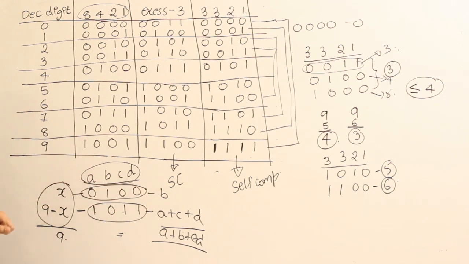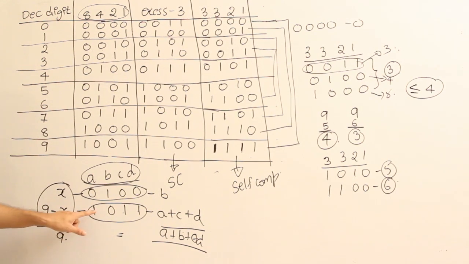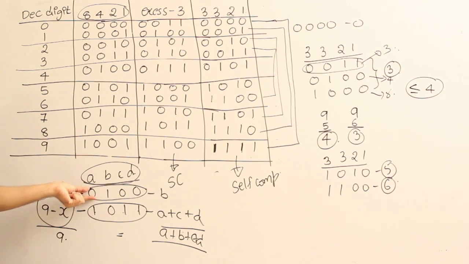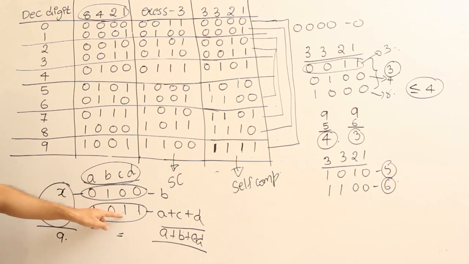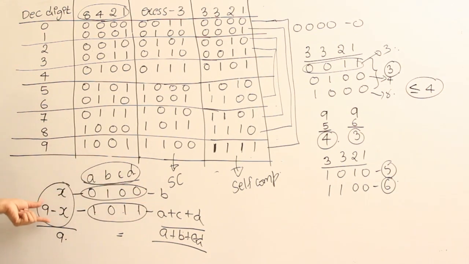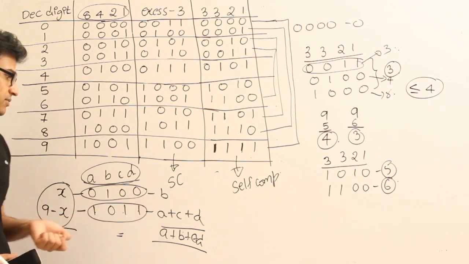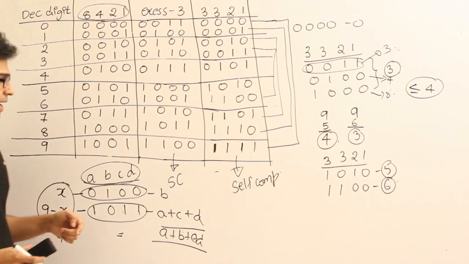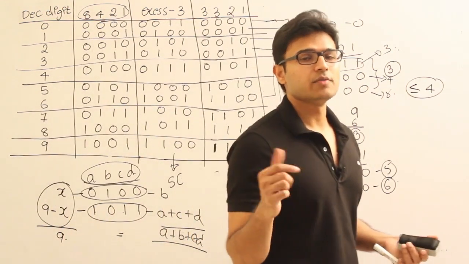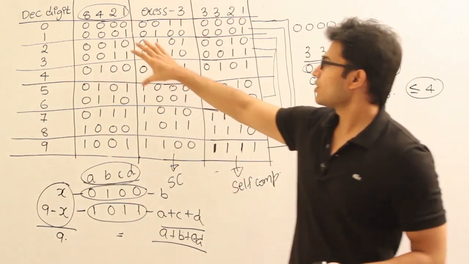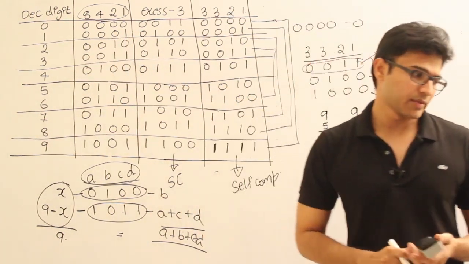Now what about the 9's complement of that? 9 minus x. If this has to be a self-complementing code, then the 1's complement of this pattern, 1 0 1 1, has to represent the 9's complement of x, which means 9 minus x. This number could be A plus C plus D. Now you add these two, we get 9. You add these two, you get A plus B plus C plus D. Therefore, if a code has to be self-complementing, the sum of the weights of the code should be equal to 9. And clearly it is not equal to 9 here, therefore it is not self-complementing.